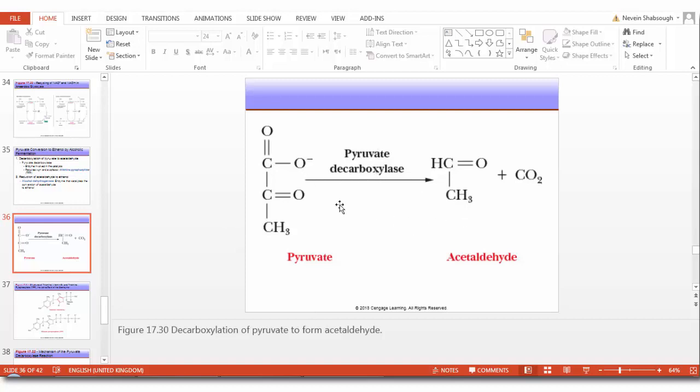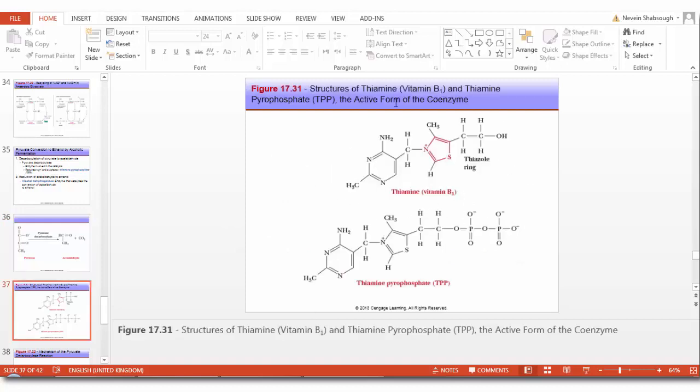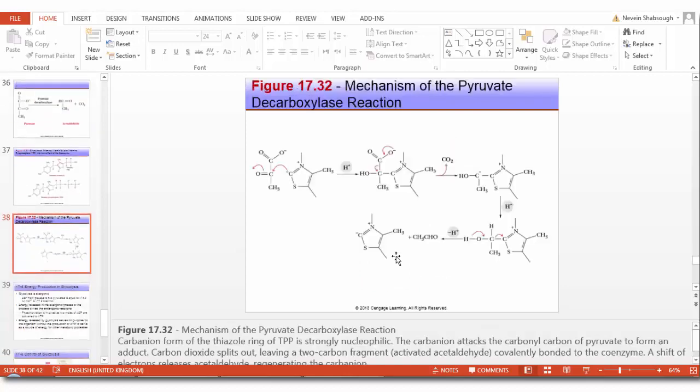Now, vitamin B1 is the thiamine, and the active coenzyme of thiamine is called thiamine pyrophosphate. Here, notice that the thiazole ring is the active part. This carbon, which lies between the nitrogen and sulfur, is a highly reactive carbon. It forms a carbanion, and this carbanion acts as a nucleophile.